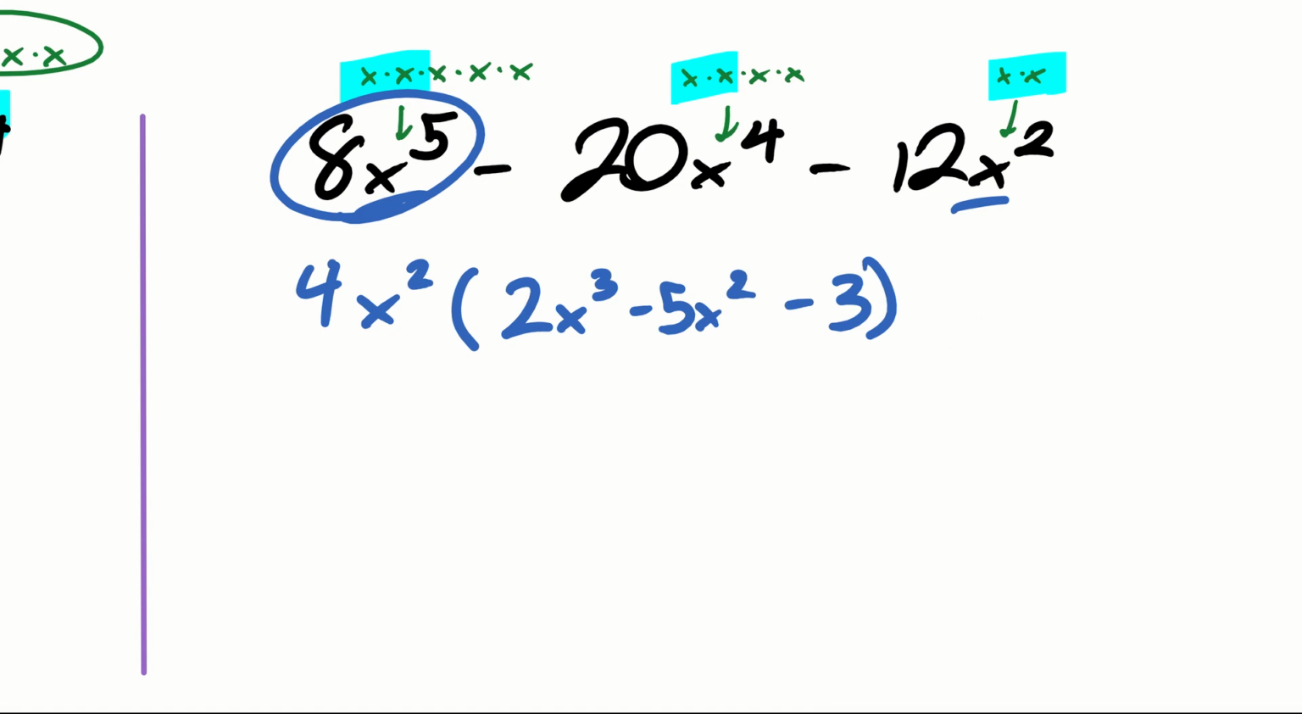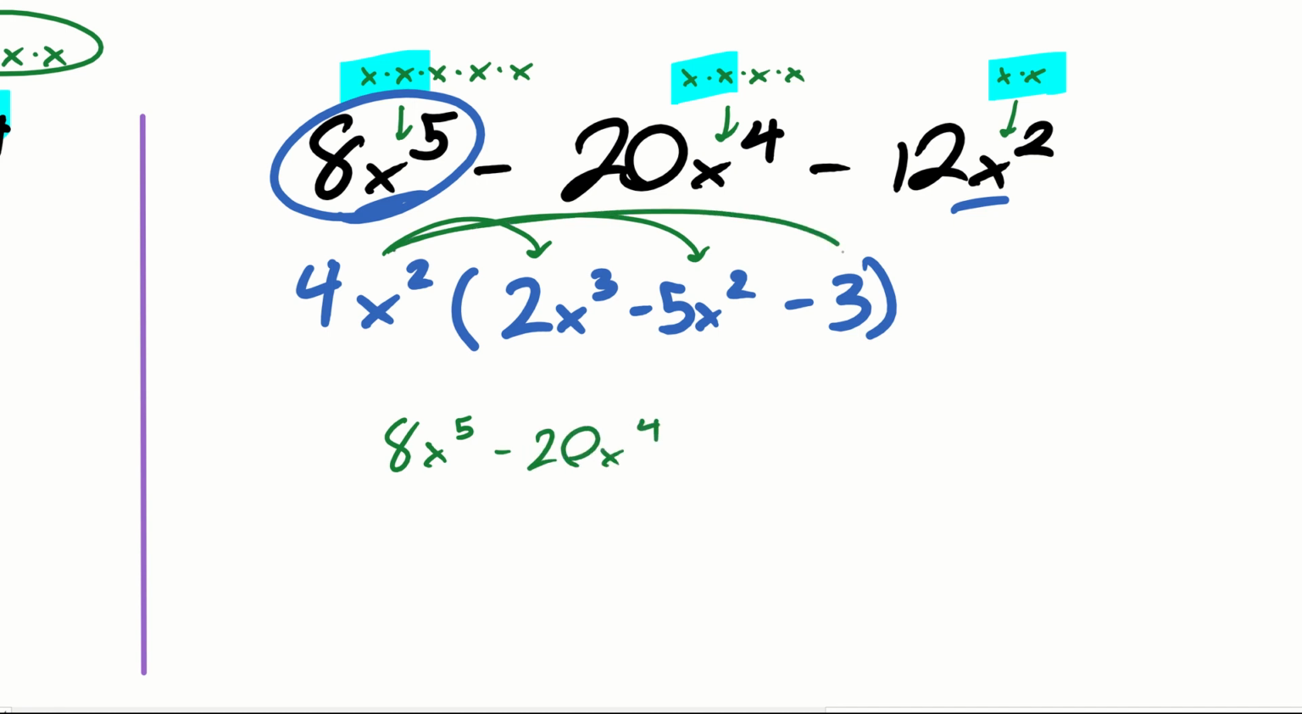I just factored it. To check your work, distribute it out. Remember, the green is the check of our work. 4x squared times 2x cubed. 4 times 2 is 8. 8x squared times x cubed is x to the fifth, because remember, you're adding the exponents. 4x squared times negative 5x squared, let's see here, that's negative 20x to the fourth. And 4x squared times negative 3, negative 12x squared. Boom, I got it. The green is the check of my work. The blue is the actual factored polynomial.